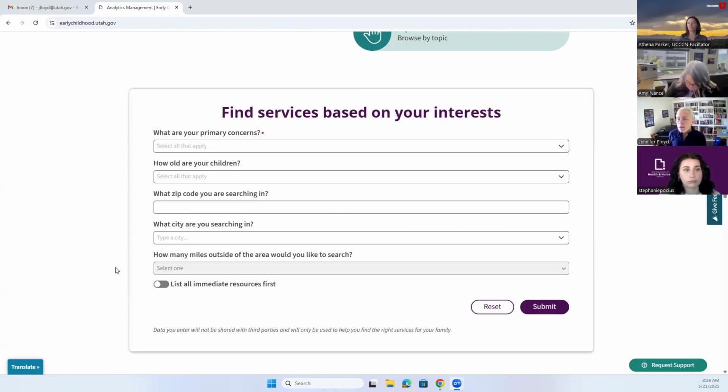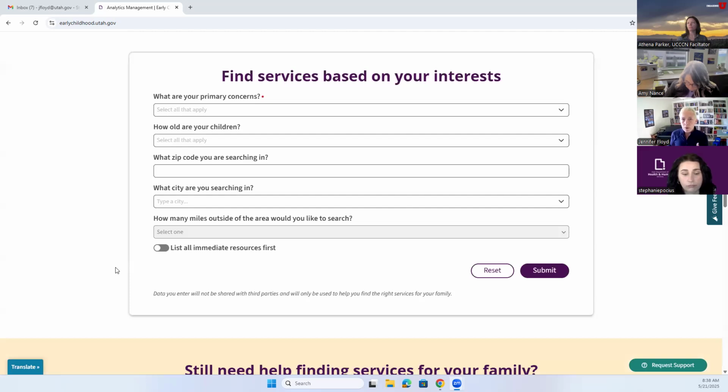So how this works is these 4 questions. What are your primary concerns? How old are your children? What zip code or city are you searching in? And how far do you want to go outside of that?